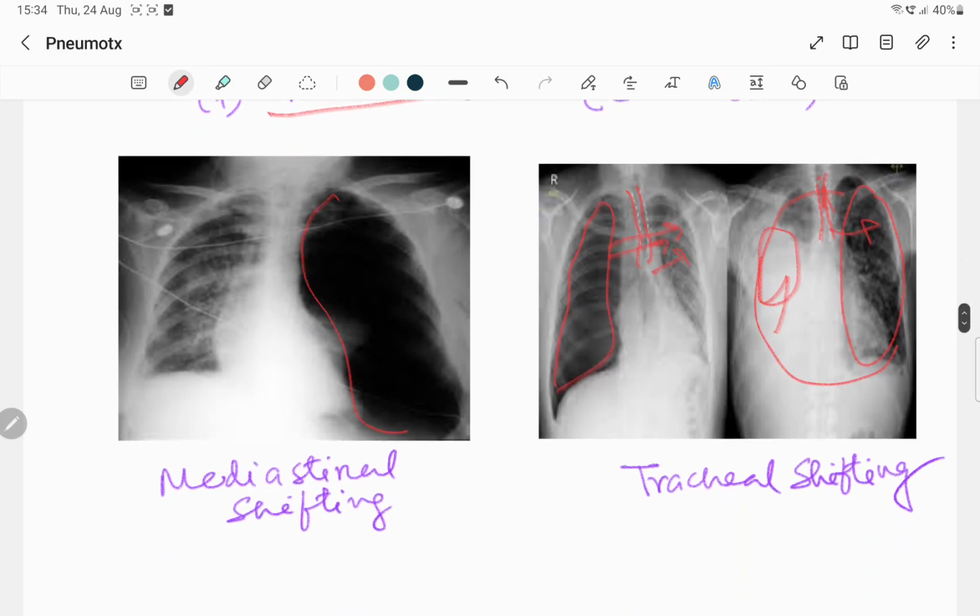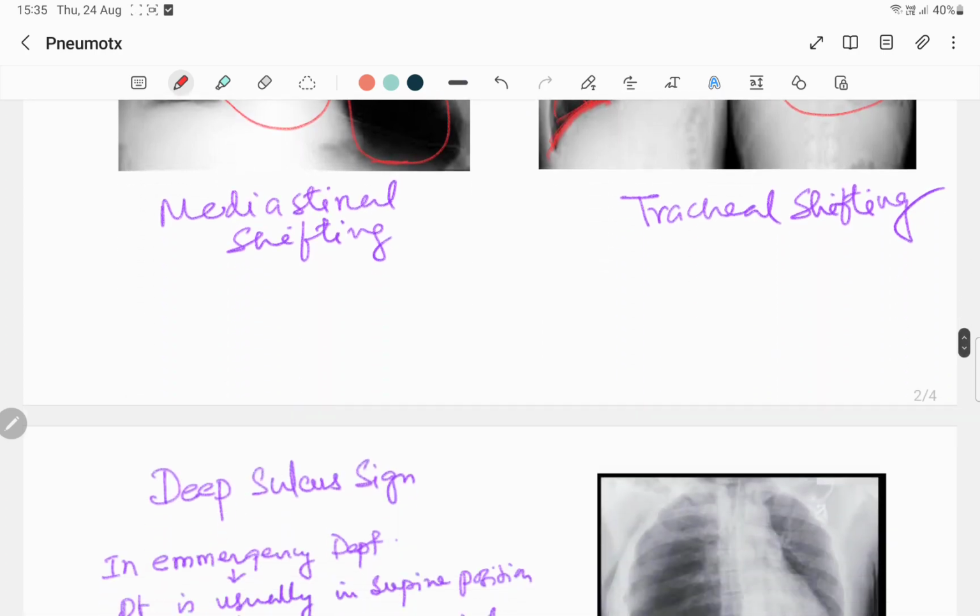Here, look at this image. Here is the large pneumothorax. Here is your beautiful heart, which is getting shifted to the opposite side. Okay, this is mediastinal shifting, and this is the right dome of diaphragm. This is the left dome of diaphragm. Normally, right dome of diaphragm should be at a higher level than the left one, but in this case, the right dome of diaphragm is displaced downward. This is flattening of diaphragm.